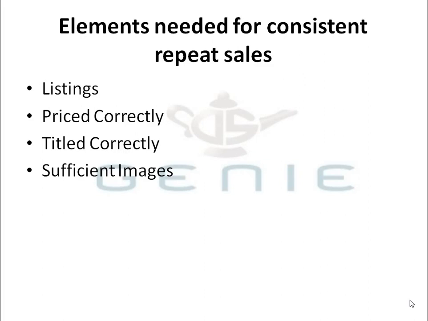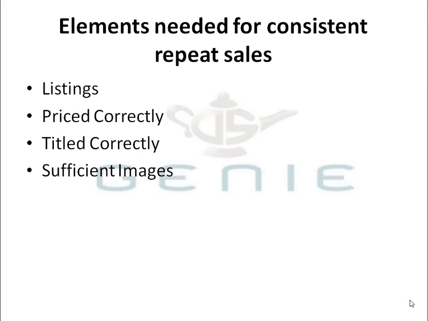So there are 4 elements needed for consistent repeat sales. I personally like to list items that would sell multiple times a month, and as I mentioned before, on a consistent basis. I have a few items that I've been selling for over 2 years. I have one TV stand in particular I've had for over 2 years. I've sold close to 700 of them now, and right now I'm making about $25 profit on that item. But anyway, the 4 elements needed are listings, obviously.